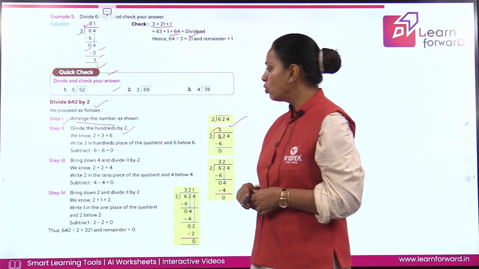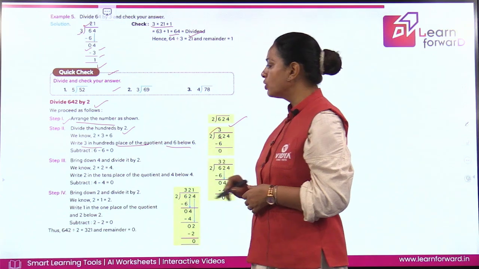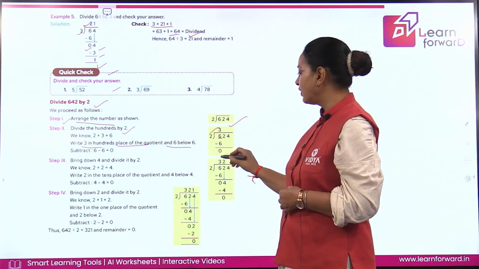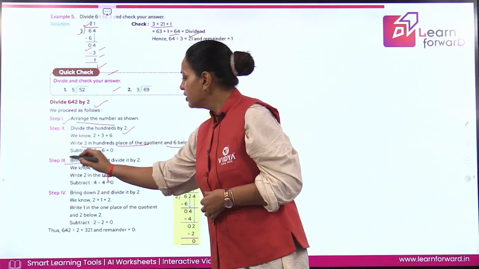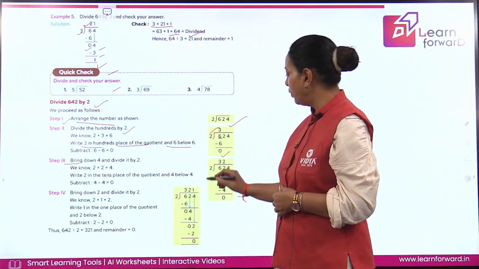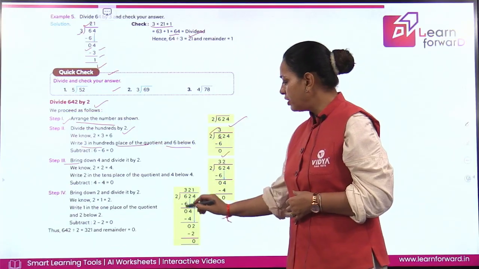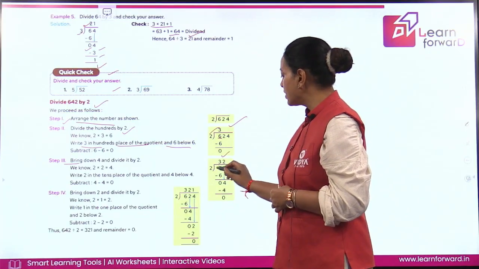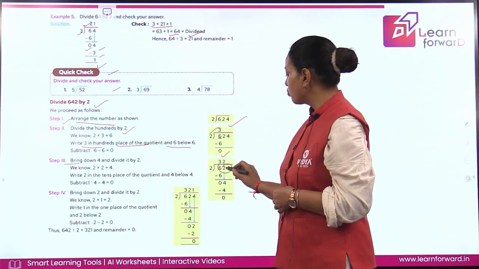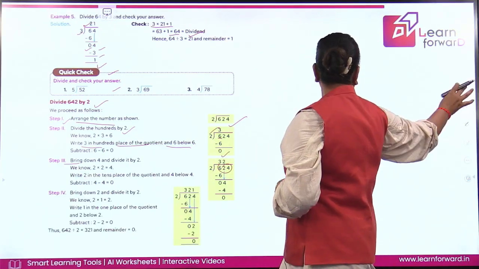Okay, so now write 3 in the hundreds place of the quotient and 6 below 6. Now subtract, 6 minus 6, 0. Now step 3, we will bring 2 down, then divide by 2 like this. Here some mistake, they have written 624 instead of 642. So we can try on our own.